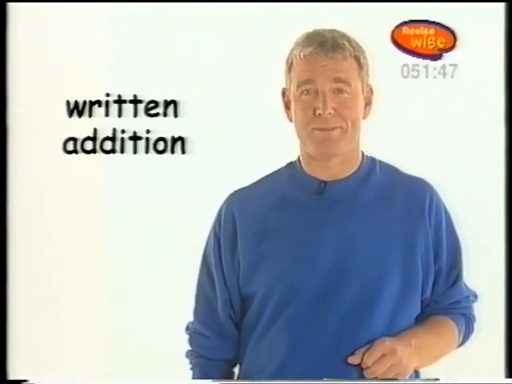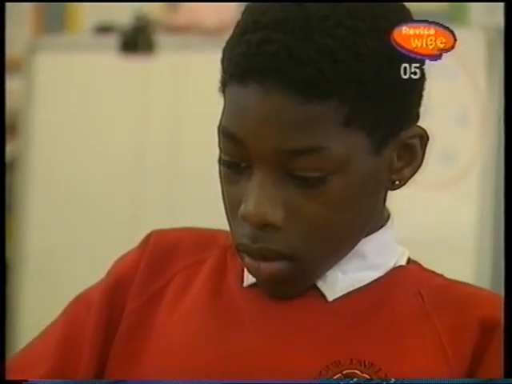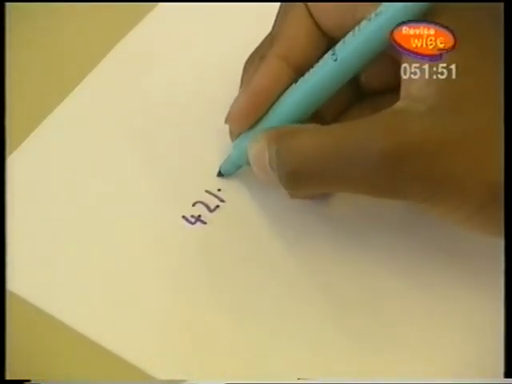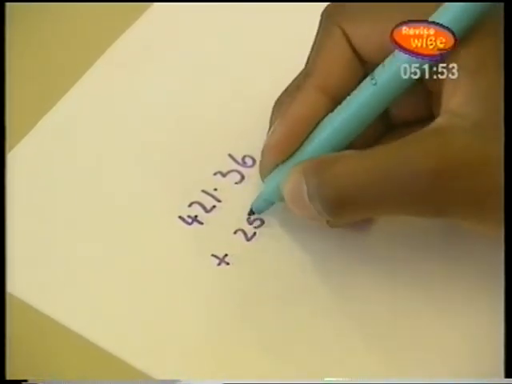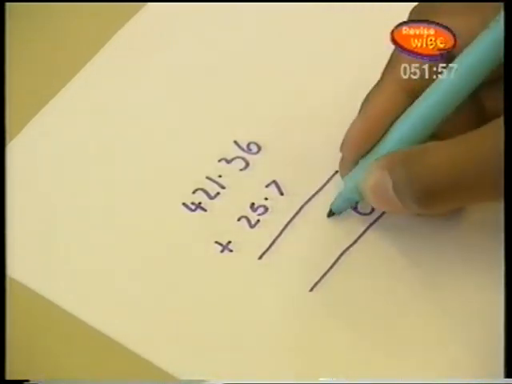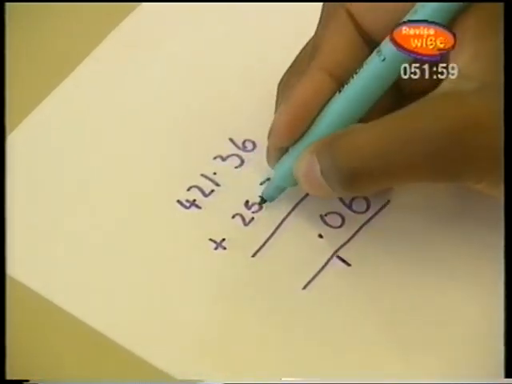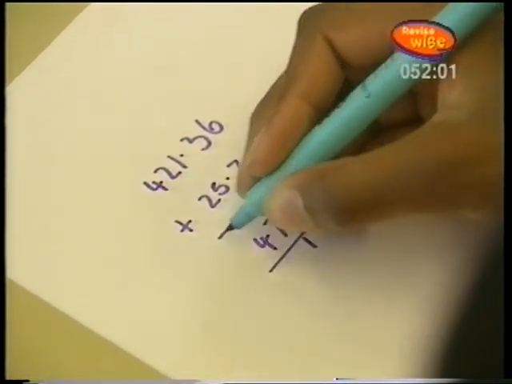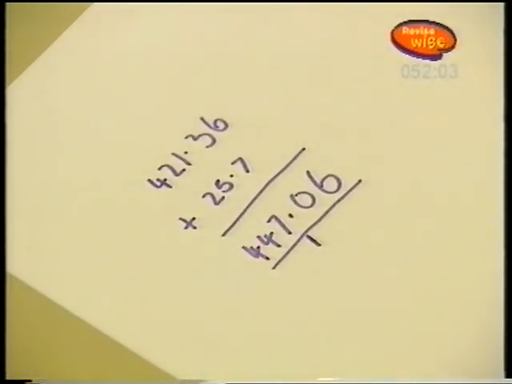Over to the maths team. Stuart's adding 421.36 and 25.7. See how careful he is to make sure he lines up the units under each other, gets the tens under each other, and the hundreds under each other, and lines up the decimal points.